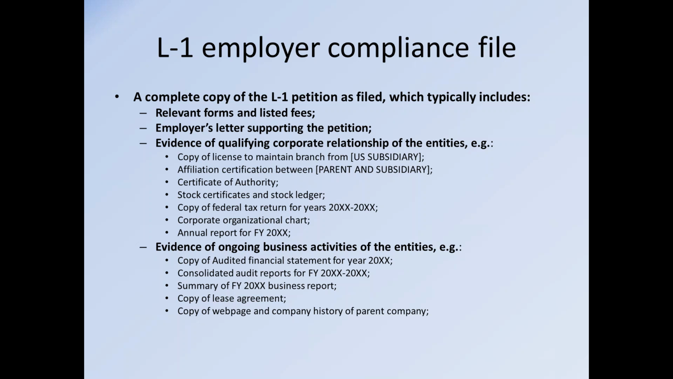It usually includes, if it's a parent or subsidiary, corporate ownership documents, ownership certificates, stock ledgers, federal tax returns, org charts, annual reports, etc. In some cases, the L-1 blanket approval notice, etc. All these things should be maintained just so that in the event there ever is a site inspection, you'd be able to provide this.